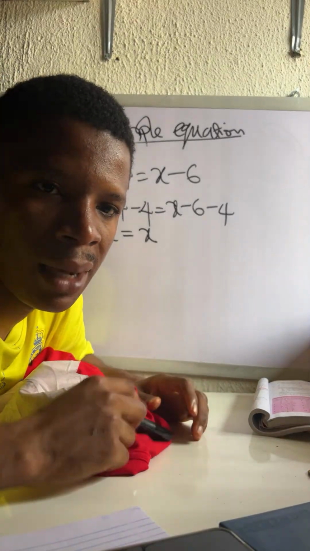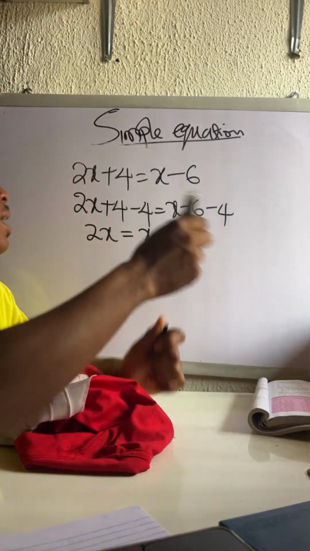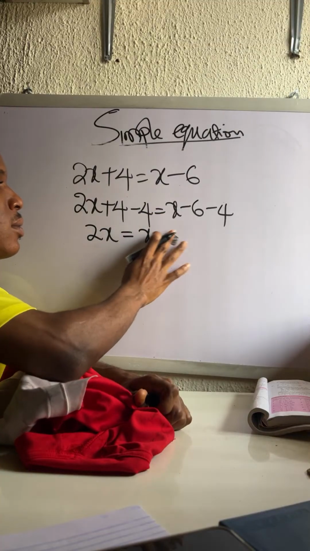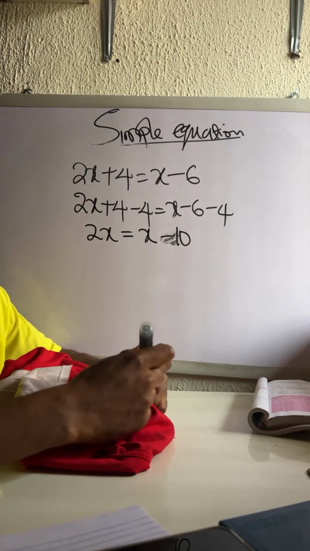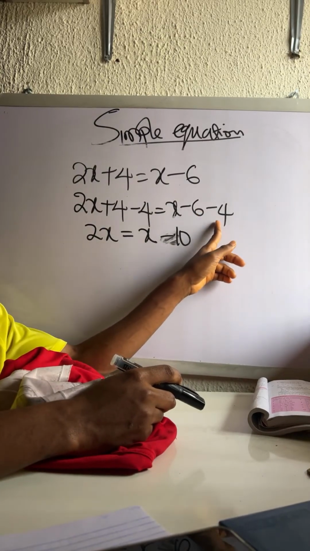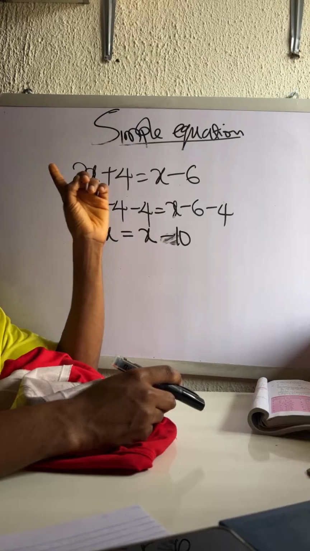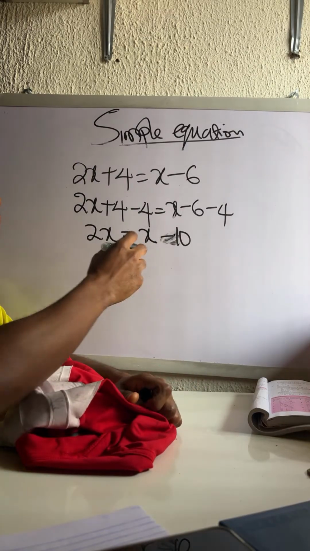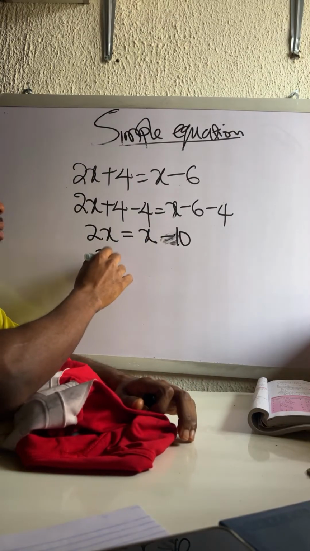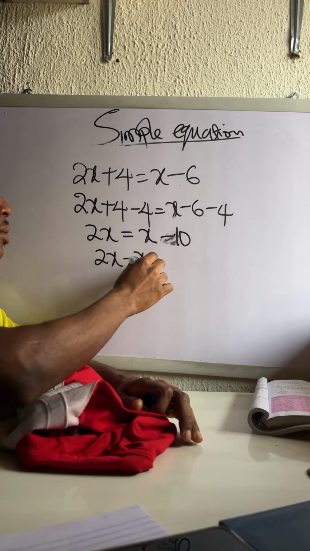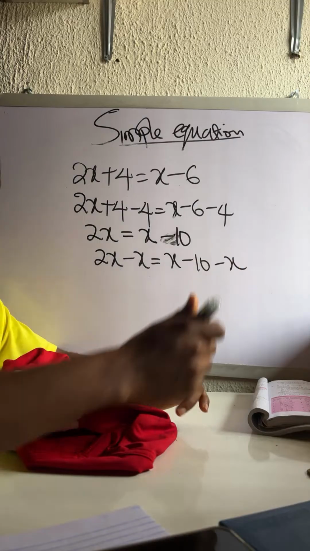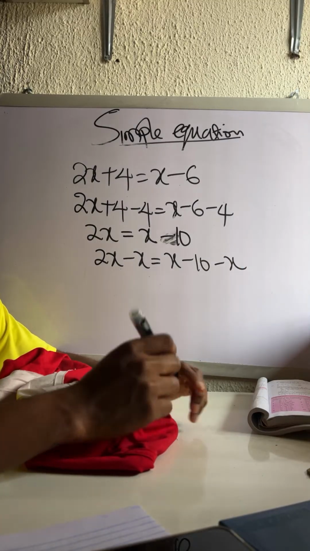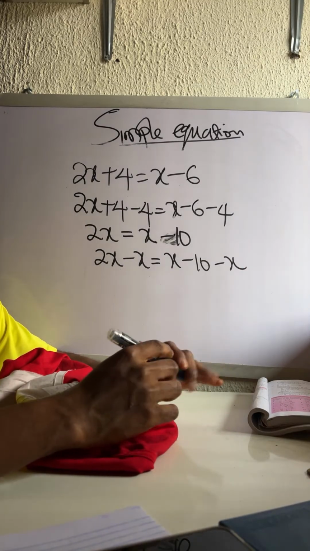Okay, 4 minus 4 is 0, and that equals x, which is this x, then minus 10. We have minus 10 because minus 6 minus 4 is minus 10. So if you have this, you have 2x minus x is equal to x minus 10 minus x. When you have this, it is very, very easy to do.